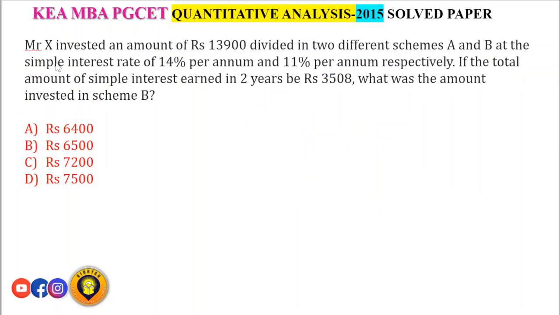Mr. X invested an amount of rupees 13,900 divided into two different schemes A and B at the simple interest rate of 14% per annum and 11% per annum respectively. If the total simple interest earned in 2 years is rupees 3508, then what was the amount invested in scheme B? Suppose in scheme A he invested X rupees, then in scheme B the amount he invested will be 13,900 minus X.